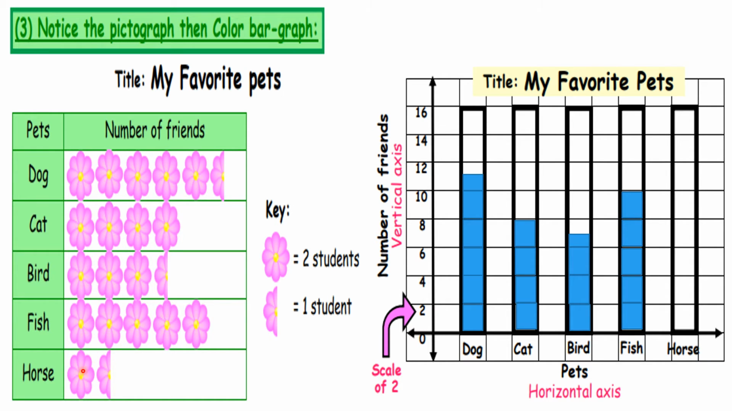Next one here is 1 and a half. So I have here the 1 is representing 2. So 2 and 1 student. So it's a bar and a half bar, 3 students.